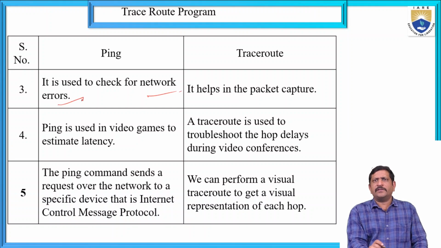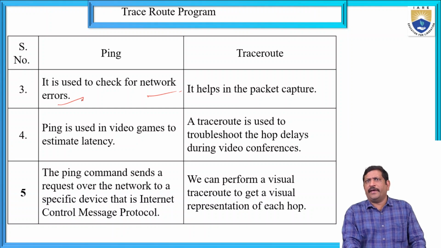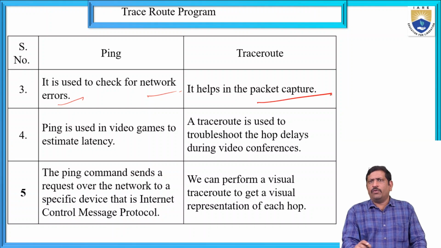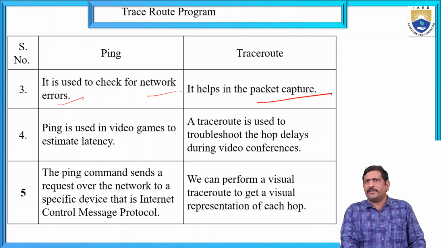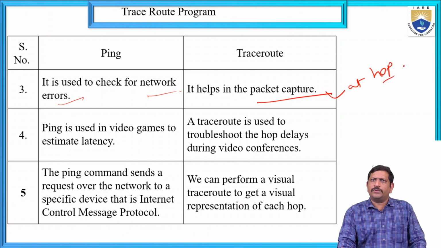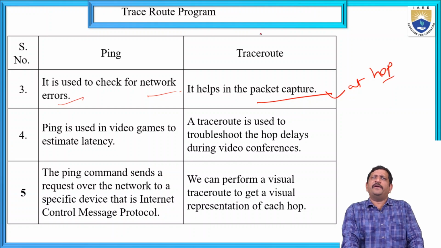If there are any errors, it will check the network errors. Traceroute also helps in packet capturing. Whatever packets we are transferring, the set of packets can be captured at hubs, at the number of hub levels, level 1, 2, 3, 4, up to n number of hubs. For packet capturing purposes, the traceroute command is very helpful and useful.